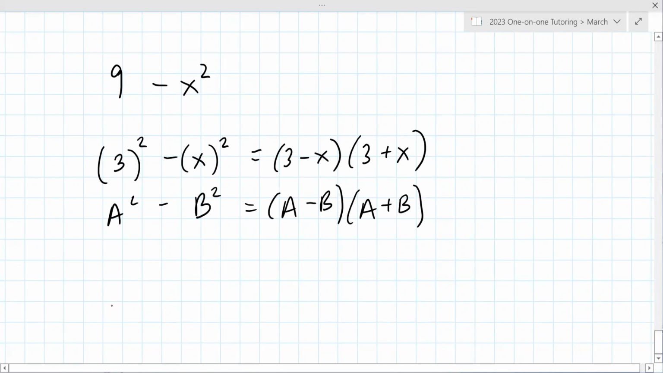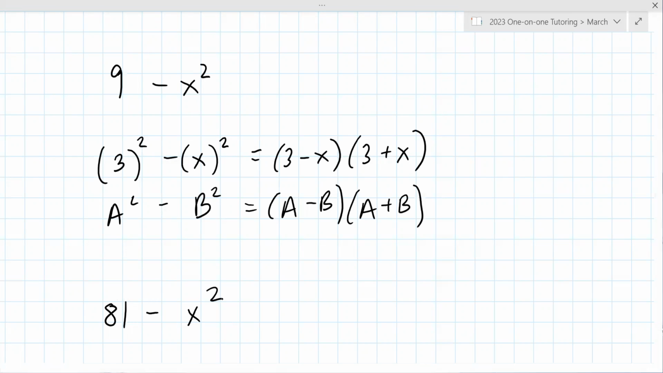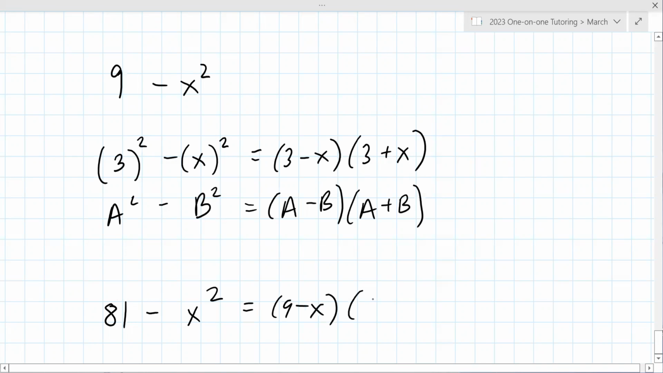Yeah, so let's try another one here. How about 81 minus X squared? So it would be 9 minus X, 9 plus X. You got it. Yep. Can I run to the bathroom real fast? Sure.